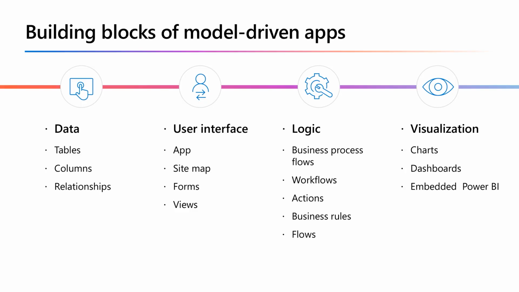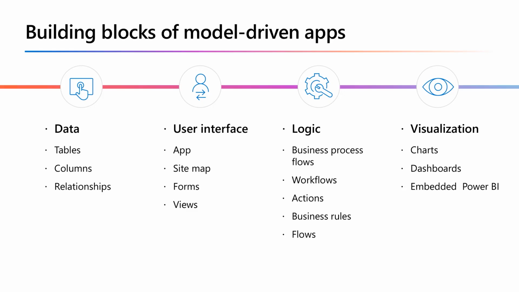So what are the building blocks of a model-driven app? It consists of several components that you select by using the app designer, and the components and their properties become the metadata. So these components include data. The different data components that can make up a model-driven app are tables, columns, relationships. Then we have user interface components, which determine how users will interact with the app and what designer is used to create or edit the component. So we could have the app, the sitemap, forms, views.